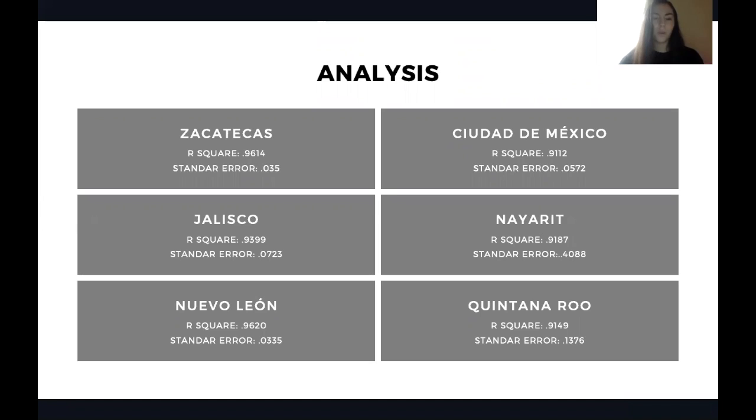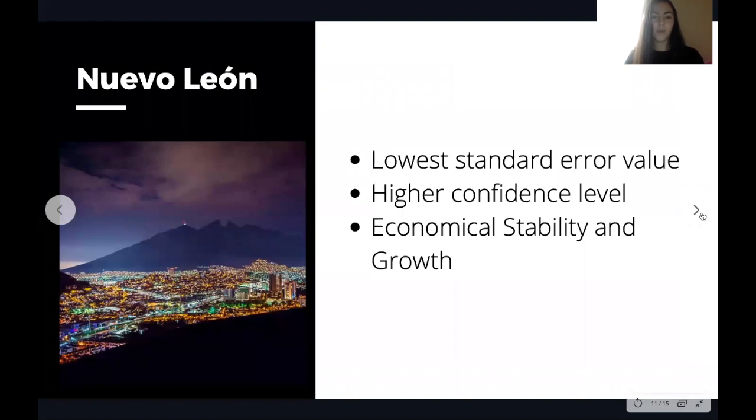When we want to forecast, it is better when the R-square is closer to 1 in order to have a higher confidence level. The bigger the standard error is, the greater the possibility of failure. And the winner is Nuevo León, due to its best R-square and standard error.